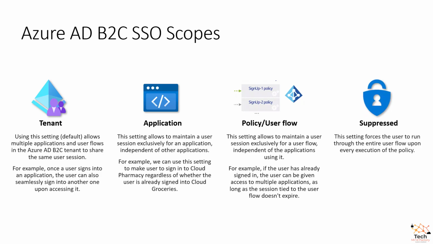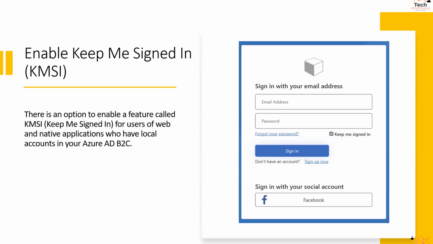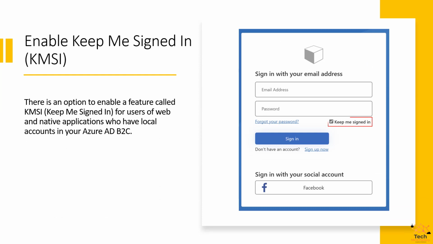And the last scope, suppressed. This setting forces the user to run through the entire user flow upon every execution of the policy. It means that there is no SSO: every time, the user has to provide a set of credentials and authenticate, and then the user can access applications secured by the Azure AD B2C.